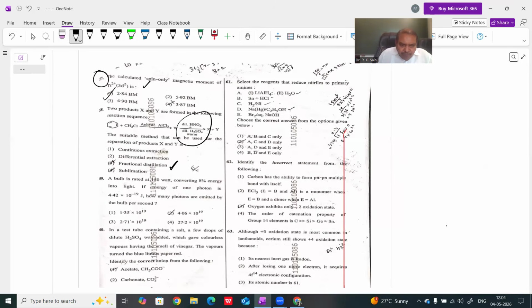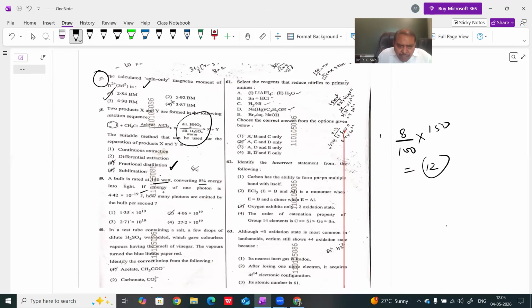Question: a bulb rated 150 watts converts 8% of energy into light. It means if the bulb is marked 100 watt, then 8 watt changes into light. And the bulb is marked 150 watt, therefore 12 joule, 12 watt changes into light.